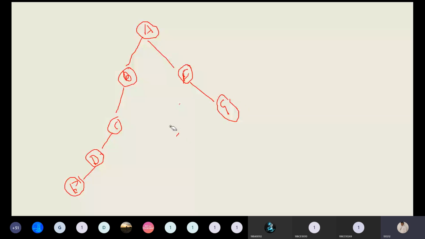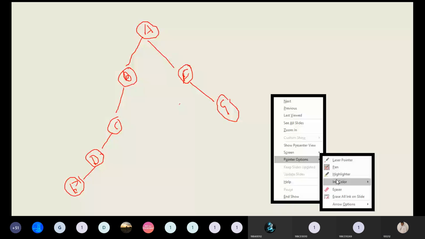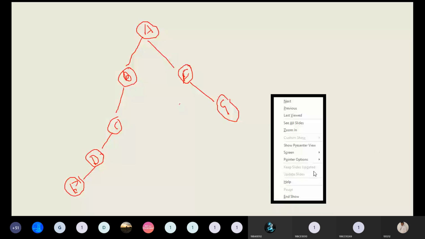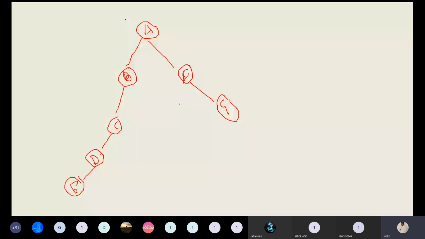Okay, I'm moving to my next part. Now I'm taking another color for a better explanation. First, what do you want, height or depth? Let me make it clear to all. What do you want first? Sir, the height of a tree. How do we find the height of a tree?